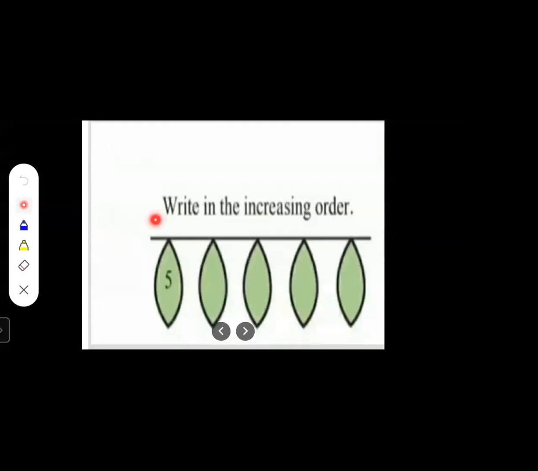Now, see over here. Write in increasing order. 5 is given to us. Increasing order means smaller to bigger. So after 5, which number is bigger, students? 6, then 7, then 8, and then 9. So students, see these numbers, they are in increasing order. 5, 6, 7, 8, 9.